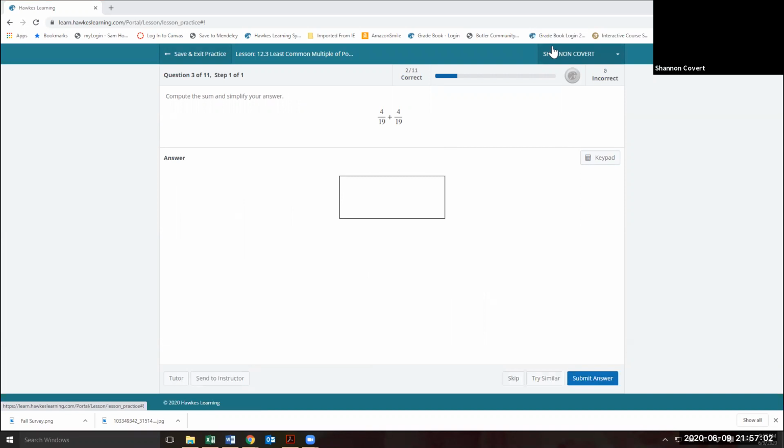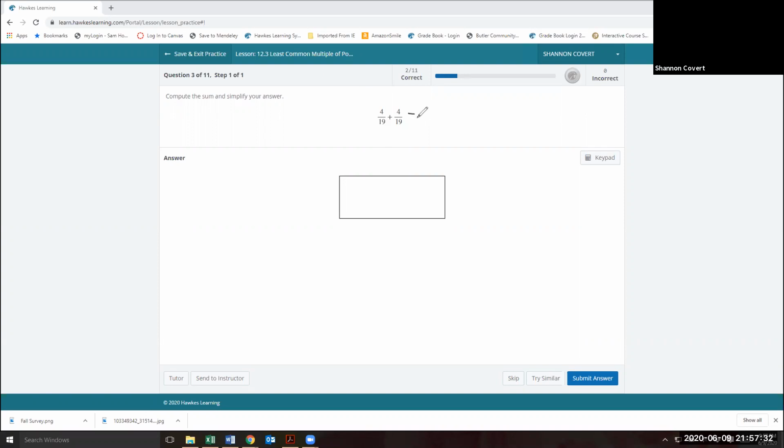Now it's asking us, and this is one of the reasons that we want to know what our least common multiple is, it's asking us to compute the sum and simplify your answer. So notice here we have two fractions that we're adding together. And when you add or subtract fractions, you have to have a common denominator. This particular example already has a common denominator of 19, but if it doesn't, then I need to find my lowest common denominator, which is my least common multiple.